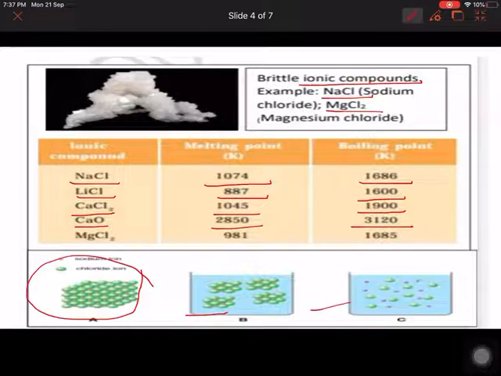So these are the three states: solid, liquid and gas. You can see how closely packed the ions are when they are present in the solid state, liquid and gaseous state. Let's see the question answers.